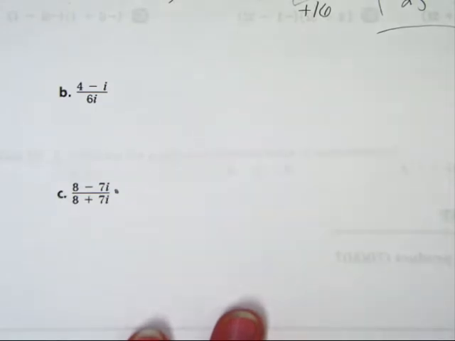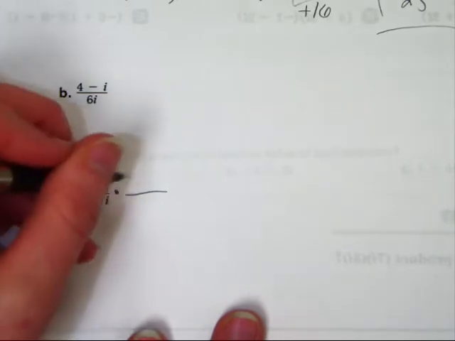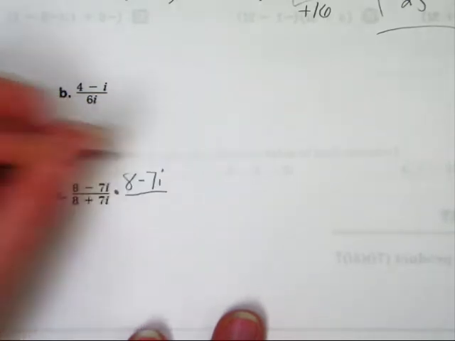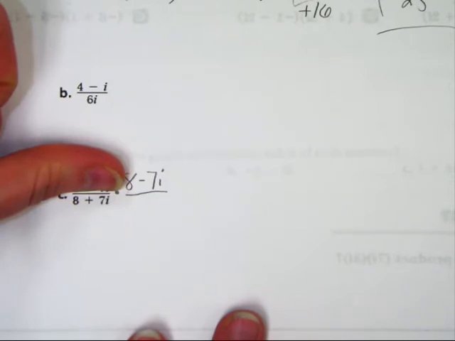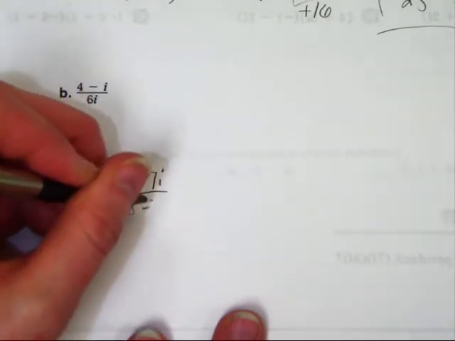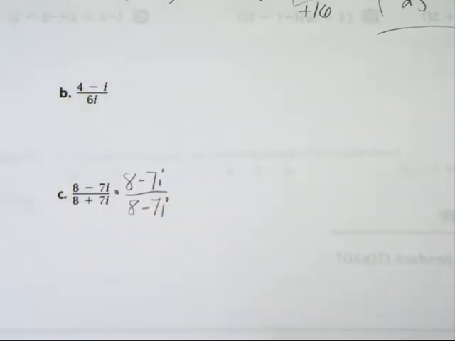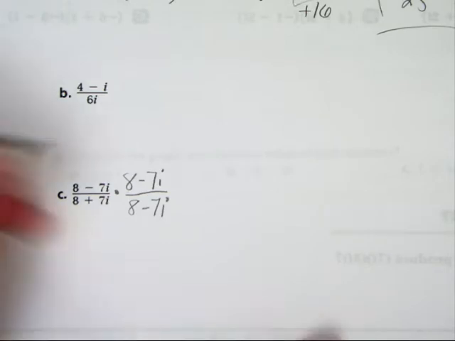8 minus 7i. On the top? Oh, go ahead. I'm sorry. On both top and bottom. Very good. Notice how, guys, he did not change the top. He didn't care what the numerator was. He simply used what we call the conjugate of the denominator. That is correct.